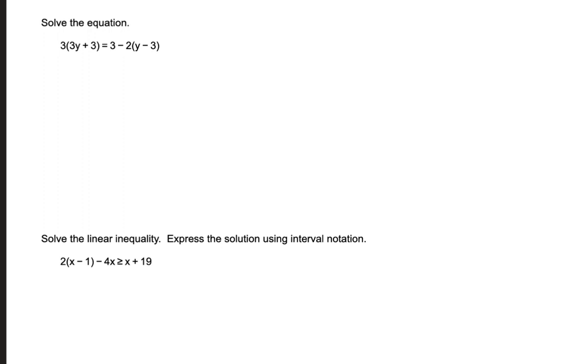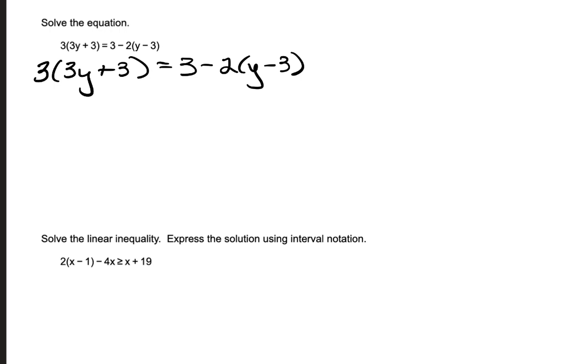Solve the equation. Okay, this is a basic linear equation. So first things first, we want to get rid of our parentheses. I'm going to rewrite it, if that's okay, just a little bit bigger for me. It's kind of small. So we want to get rid of our parentheses first. We can take our 3 and distribute it through, so that would be 3 times 3. And here we can distribute our negative 2 through, so negative 2y.